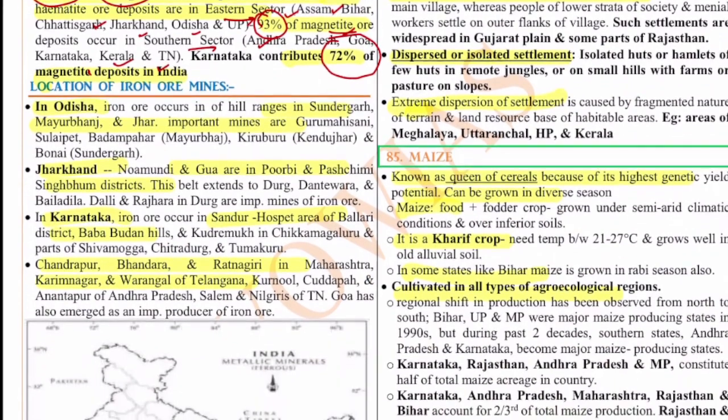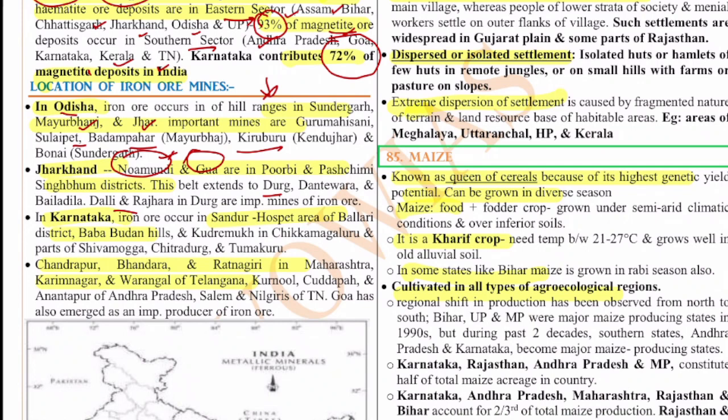Location of the iron ore mines: in Odisha, iron occurs in the hill ranges of Sundargarh, Mayurbhanj and Jhar. Important mines are Gurumahisani, Sulaipet, Badampahar, Kiriburu and Bonai. In Jharkhand, Noamundi and Guva are in Purbi and Paschimi Singhbhum districts. So this belt extends to Durg, Dantewada and Bailadila. The Dalli and Rajhara in Durg are important mines of iron ore.